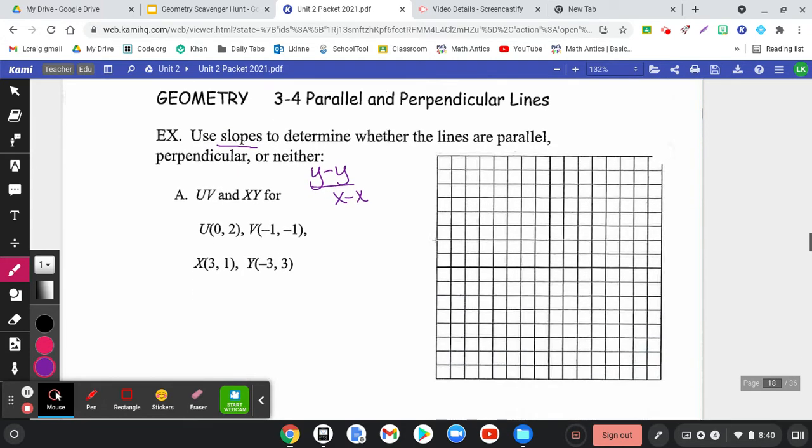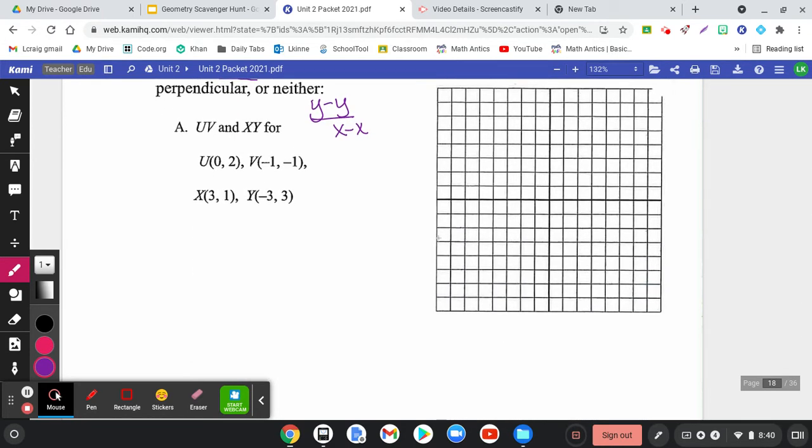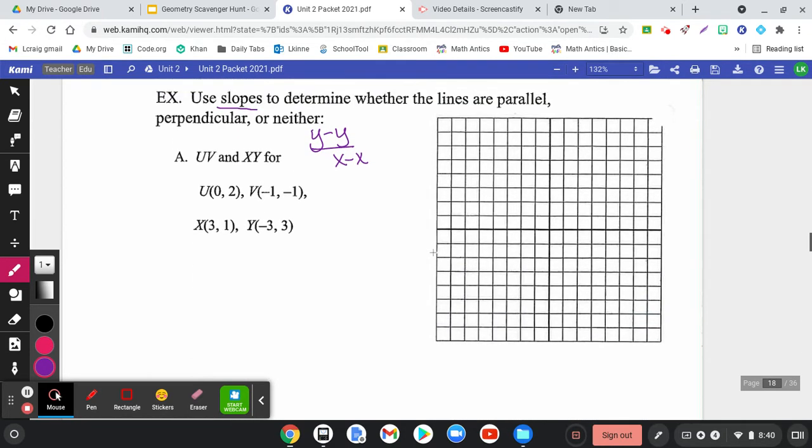So we're on page 16 in your packet. It wants us to decide, using the slopes, whether the lines are parallel, perpendicular, or neither. We can look at this a couple different ways because it is geometry and we're using graphs. You can always plot the points to find the slope, or you can just use your formula. So let's look at line UV first, or segment UV.